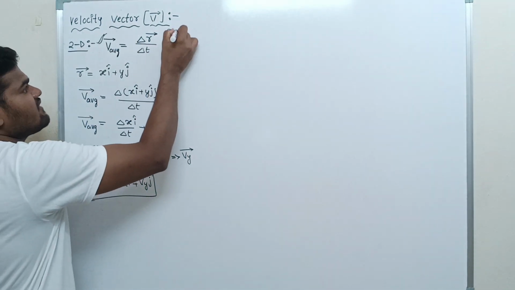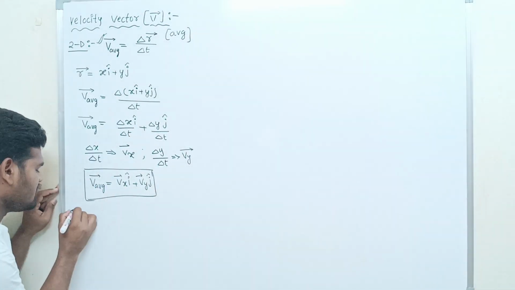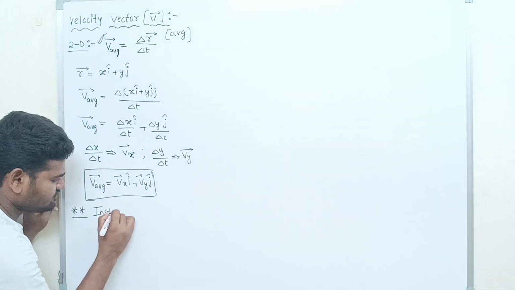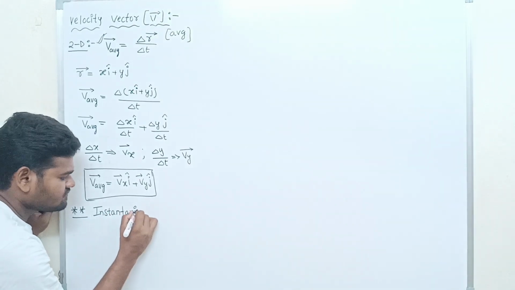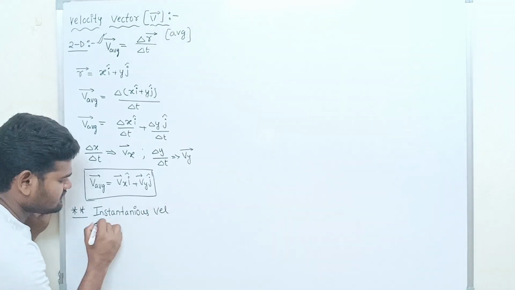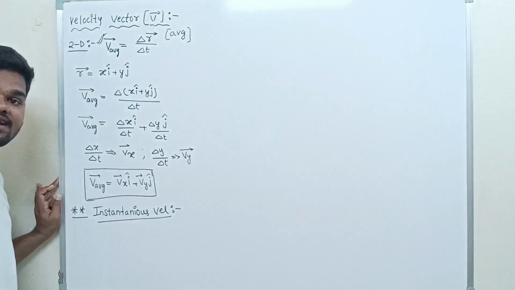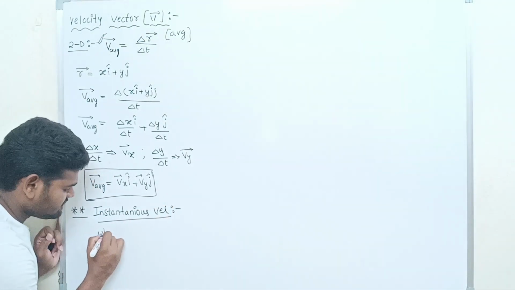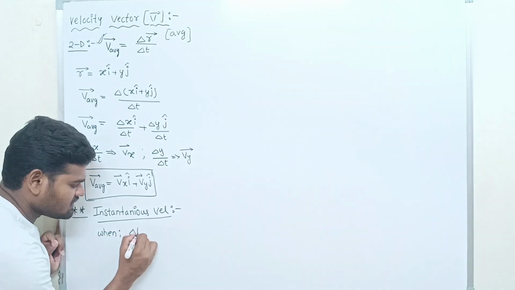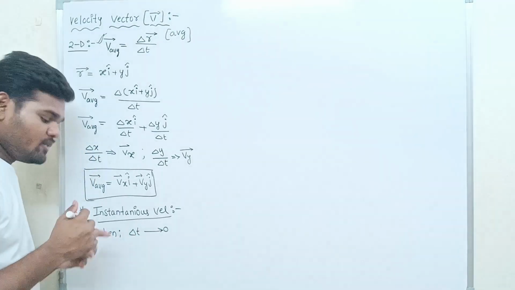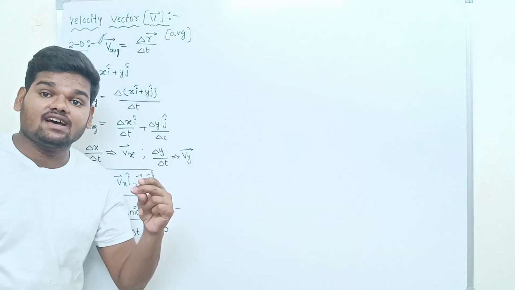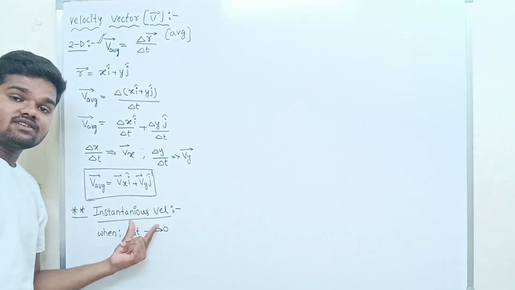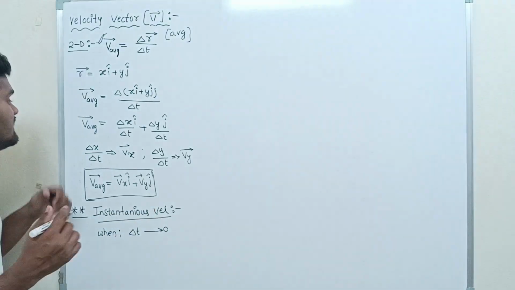So this is the average velocity. Now if I want to find the instantaneous velocity, how do we find it? As we have already discussed, delta t tends to 0, the time tends to be very small. The velocity of the particle at a particular instant of time, over a very small interval of time, is called the instantaneous velocity.